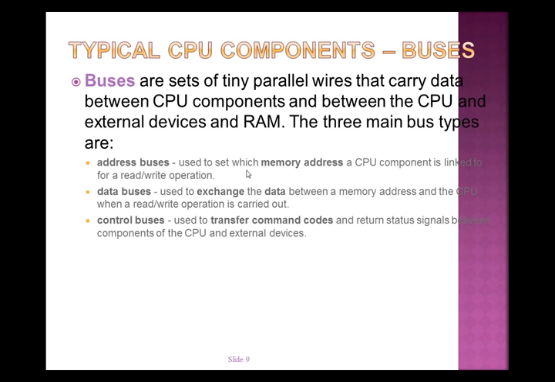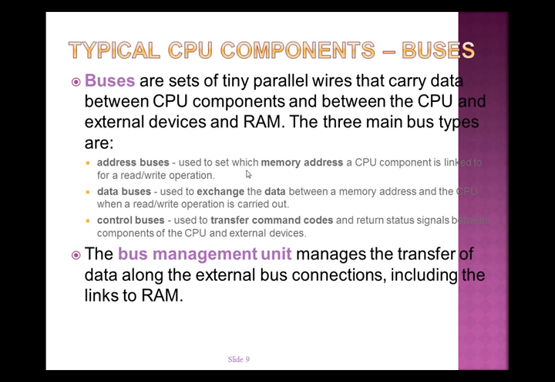Then control buses are used to transfer the control command or command code and return the status signal between components of the CPU and the external devices. So address buses are used for sending and receiving the addresses, data buses for sending and receiving the data, control buses for controlling the various components. Suppose in the CPU there is a CU, which is used for controlling. So control buses are used there also for controlling the various components like memory, ALU, CPU. So that is your control buses.